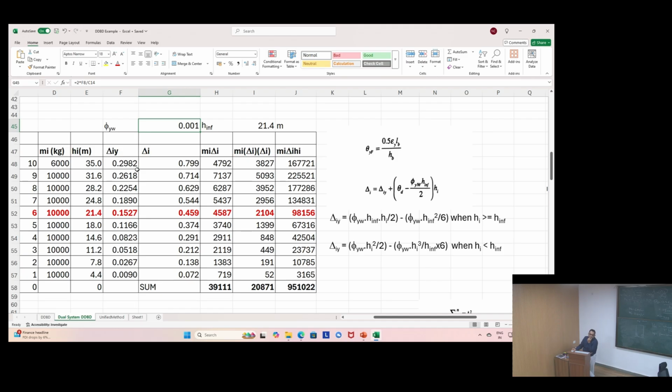Everybody populated delta IY? Make sure you consider two different formulas above and below the point of inflection, respectively.